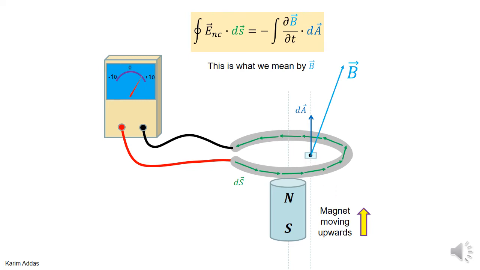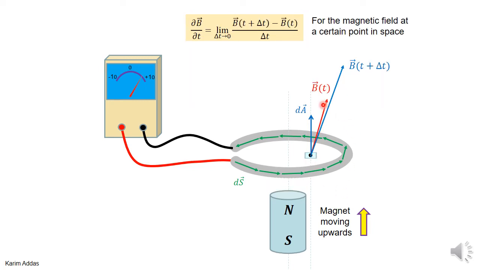closer. So if we look at the magnetic field at a time t, and the magnetic field at a later time t plus delta t, definitely the magnetic field vector at a later time is a longer vector, and it points pretty much in the same direction.